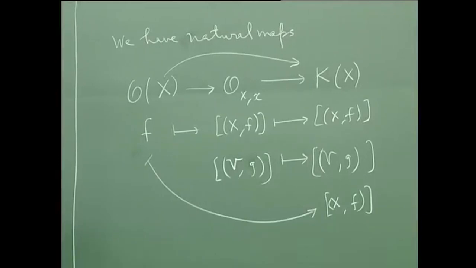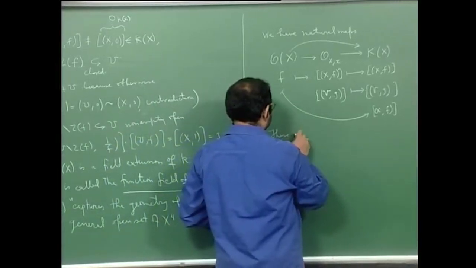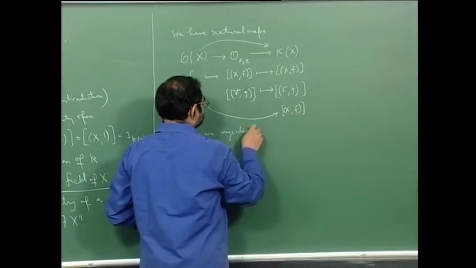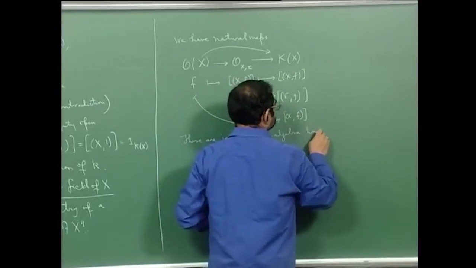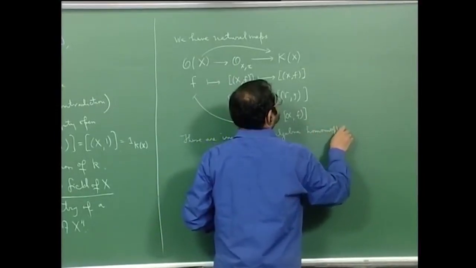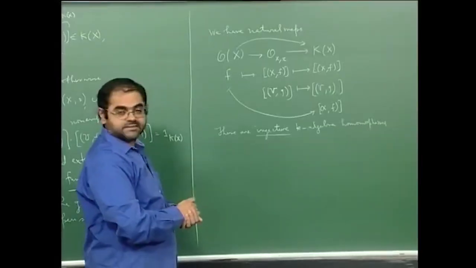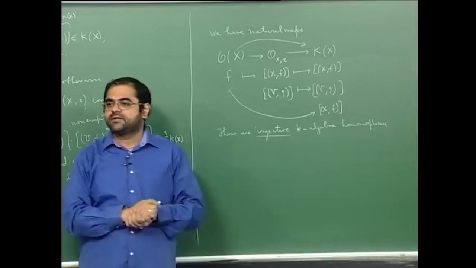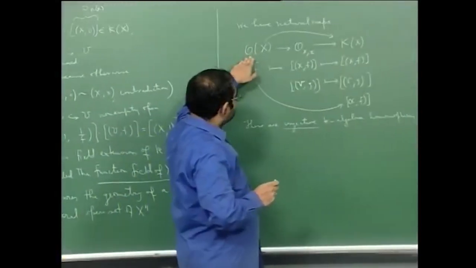Now the fact is that these maps are injective K-algebra homomorphisms. Of course, they are K-algebra homomorphisms, namely, they are ring homomorphisms which are K-linear. So that's no problem. It's very easy to see. The point is the injectivity.